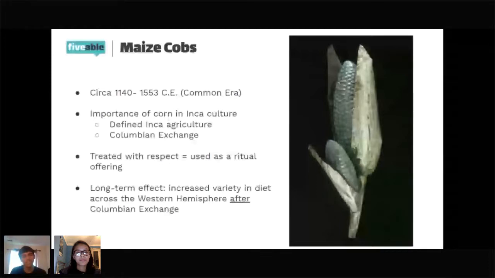So it defined Inca culture. So it defined agriculture. It was the main crop of the early 1100s to the 1500s, and it was one of those crops that got exchanged in the Columbian exchange and went to Europe, and it helped diversify diets. Back then Europeans were not really malnourished, but they didn't have the diet we have today. You had the fiber, you had the vitamins, you had the minerals. So corn helped complete that circle of diet, the dietary needs Europeans needed back then.